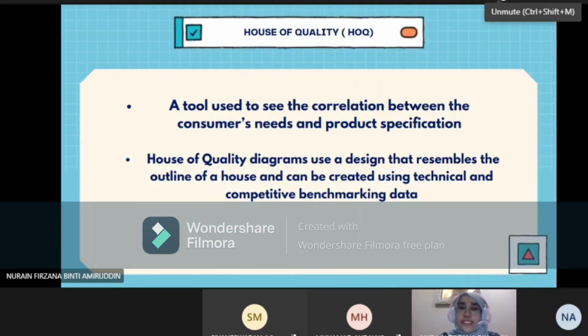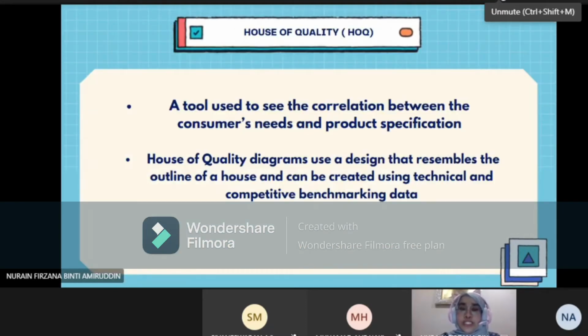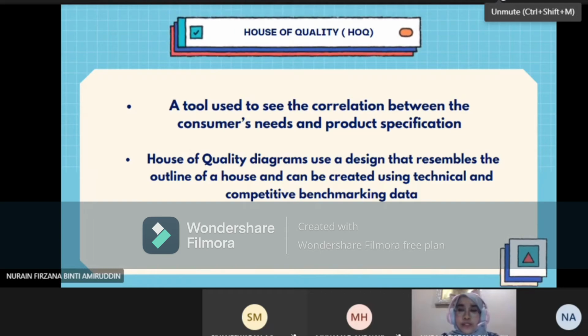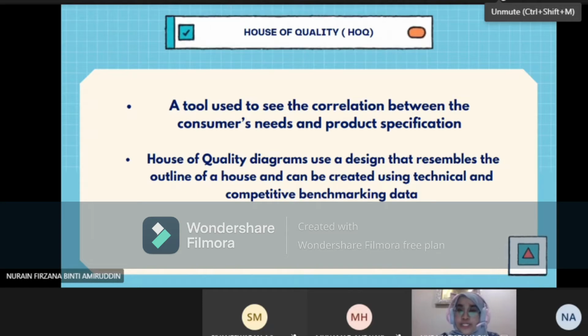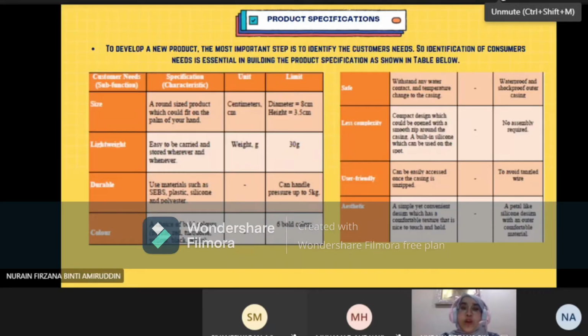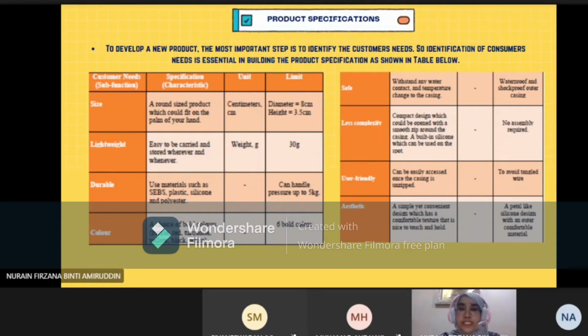Today I will present about the House of Quality. House of Quality is a tool used to see the correlations between the consumer's need and product specifications. House of Quality diagrams use a design that resembles the outline of a house and can be created using technical and competitive benchmarking data. Again, to develop a new product, the most important step is to identify the customer needs.